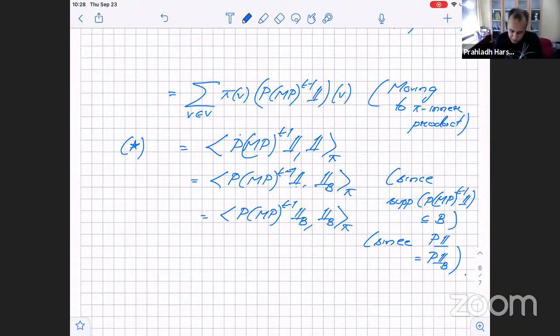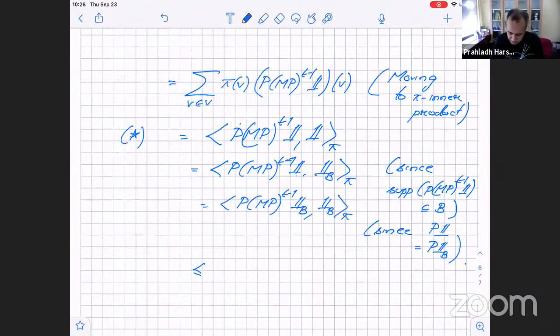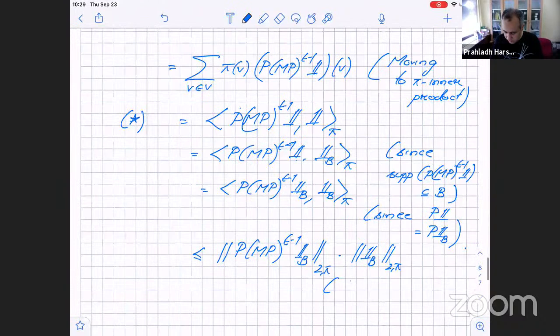Now I'm going to just apply Cauchy-Schwarz to this, to say that this is at most the 2-pi norm of PMP^(t-1) 1B times the 2-pi norm of 1B. This is just applying Cauchy-Schwarz.